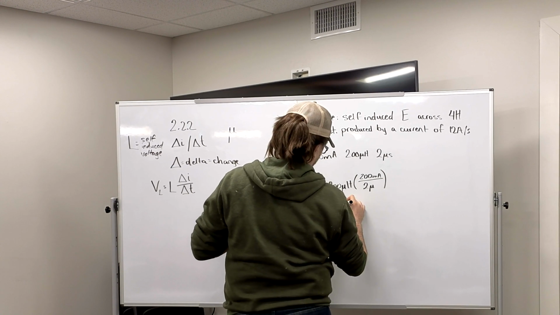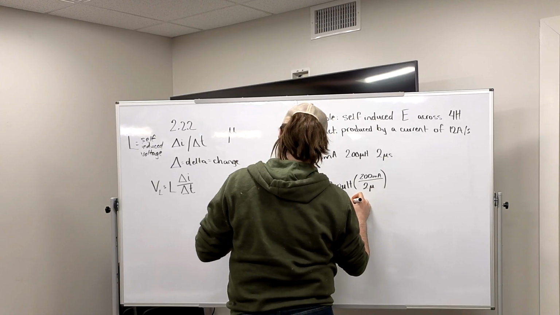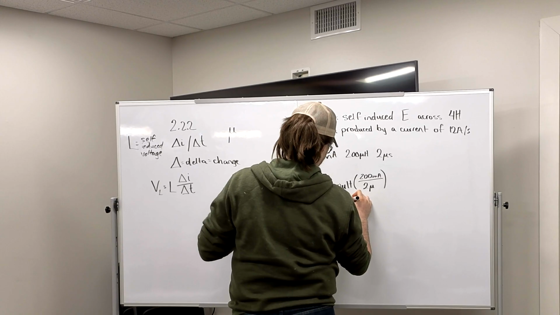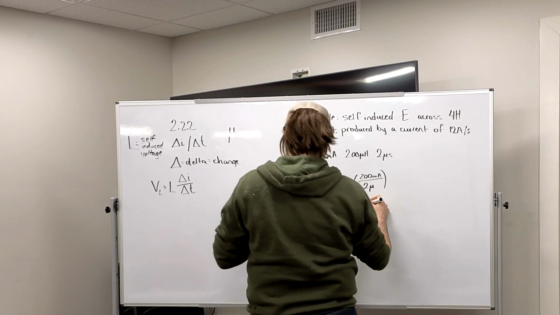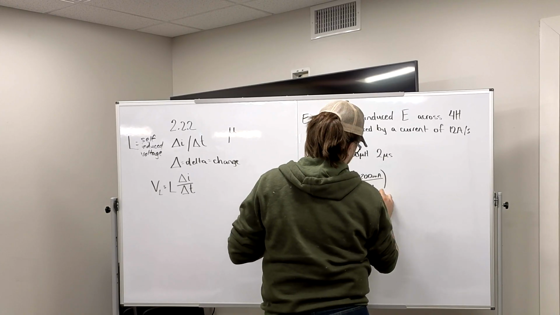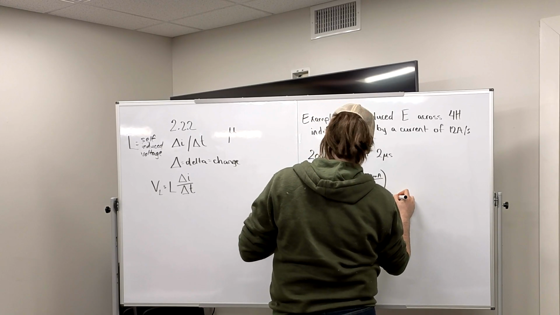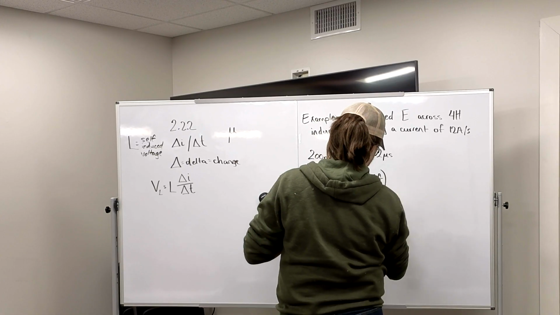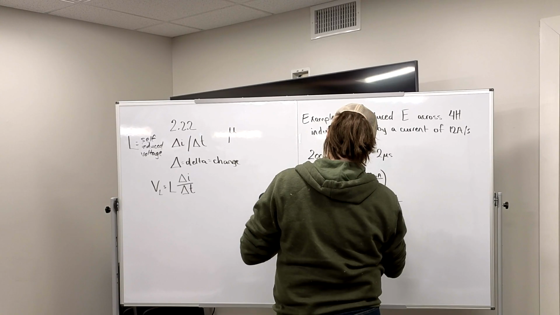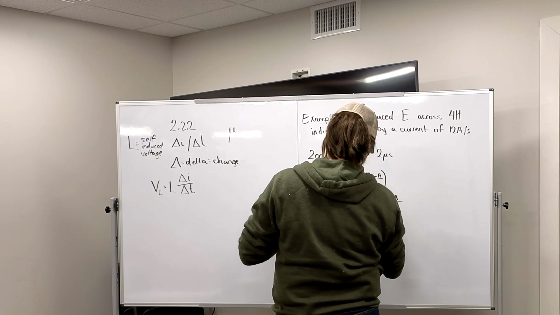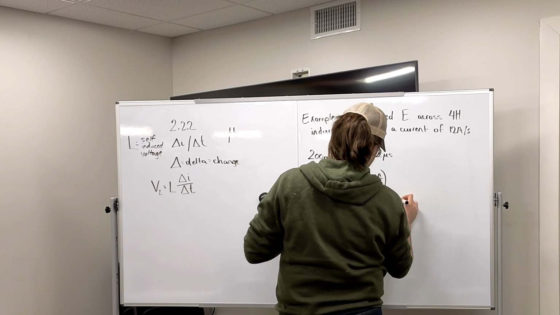So the way they want you to do it in the book is use scientific notation. So this is basically 200 times 10 to the minus 6 henries times 200 times 10 to the negative third amps, and then divided by 2 times 10 to the negative 6 seconds.